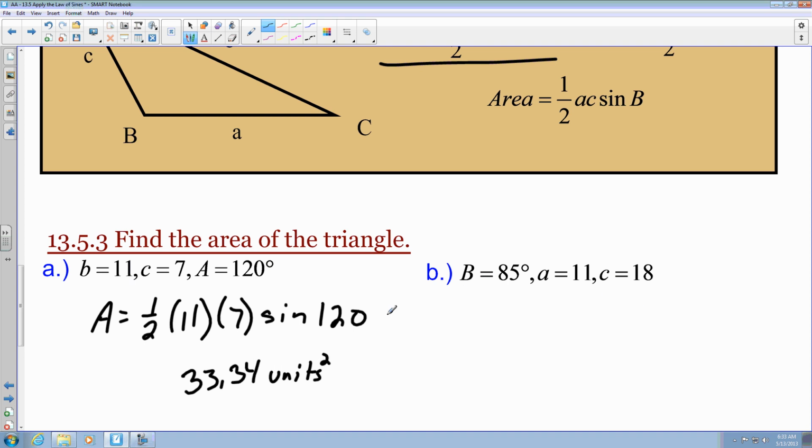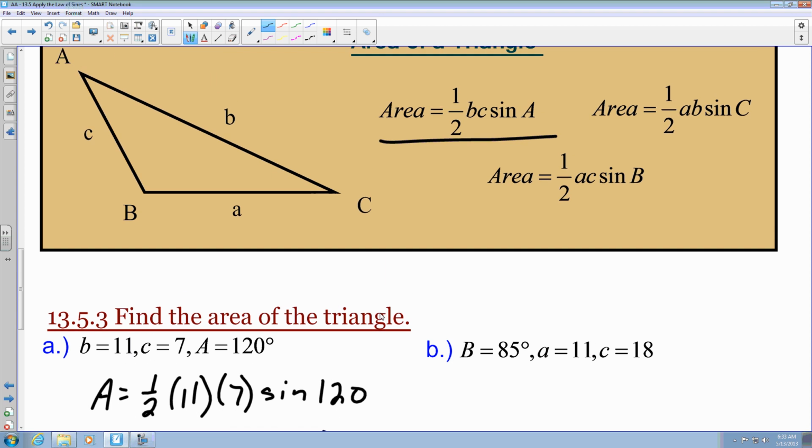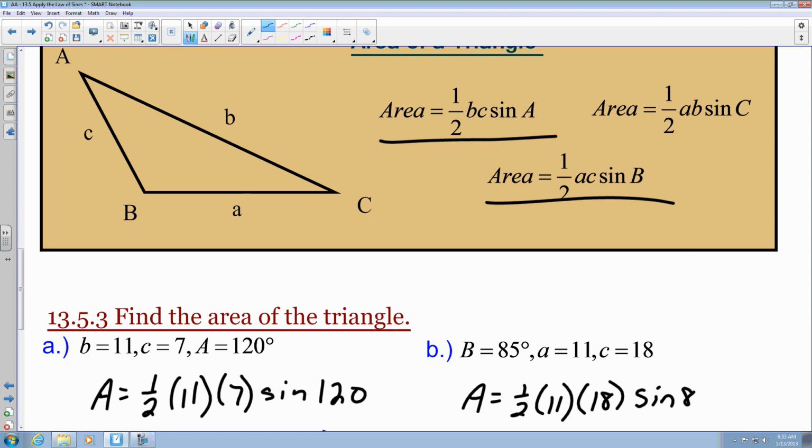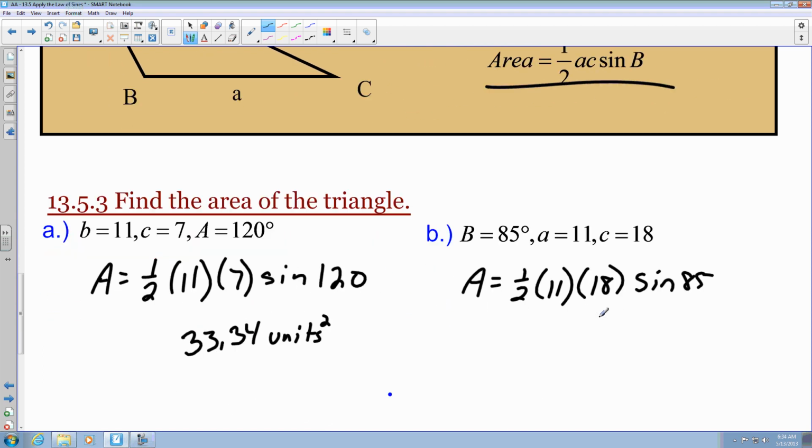Same thing goes for example B. It looks like I'm going to be using this one to help us solve it. So I'm going to have A equals 1/2 A, which is 11, and then C, which is 18, times the sine of 85 degrees. So if I go sine of 85, multiply by 18, multiply by 11, times 0.5, or 1/2, this is going to give me 98.62 square units.